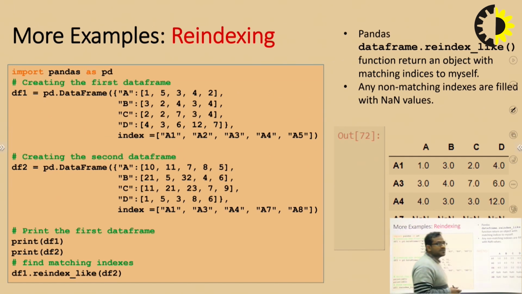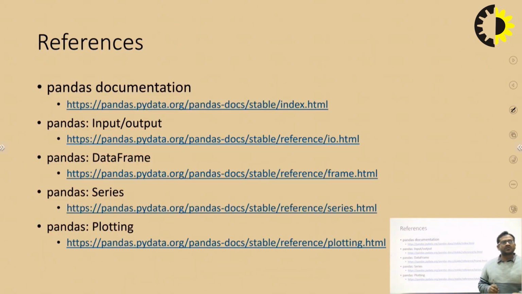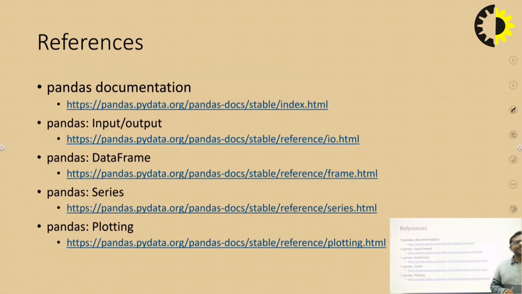Another example you can see here, this data frame has multiple columns and rows. Okay, so these two data frames I am writing here, reindexing the data frame. So you can use these examples, which are also implemented. Okay, these are the references you can use.